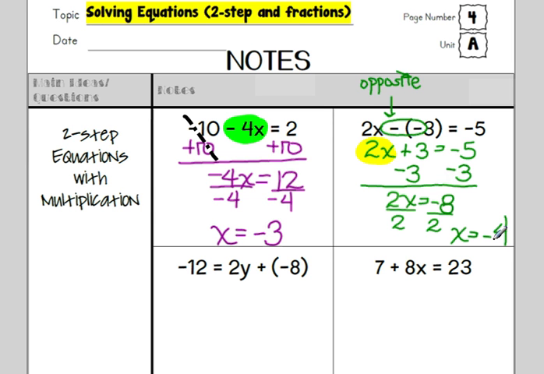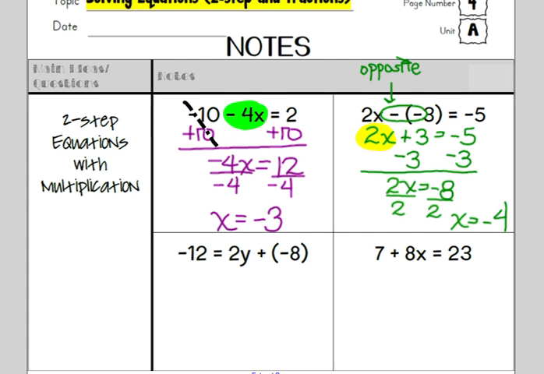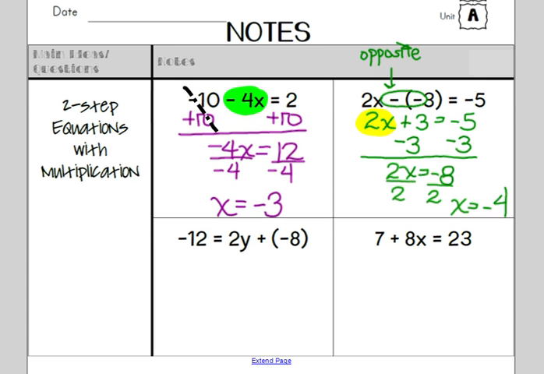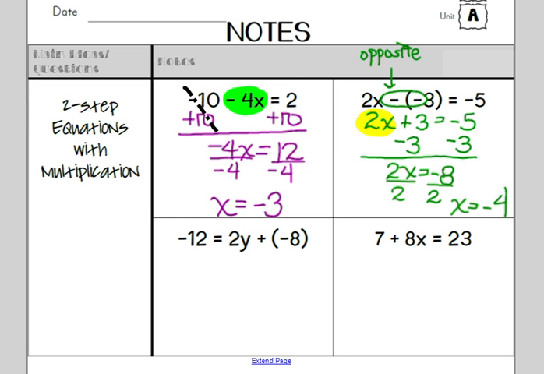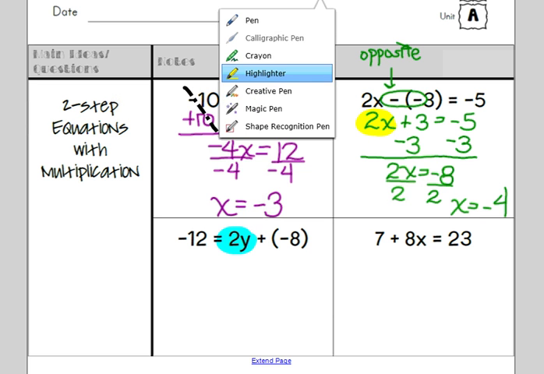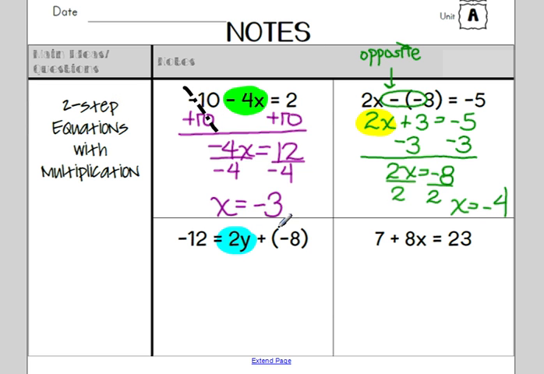Let's try a couple more. So if we have -12 equals 2y plus -8, we are trying to isolate the 2y. So that's what we're trying to get by itself. And so we need to get rid of this plus a -8, or this -8. So how do we undo a -8? Well, we would add 8 to both sides.